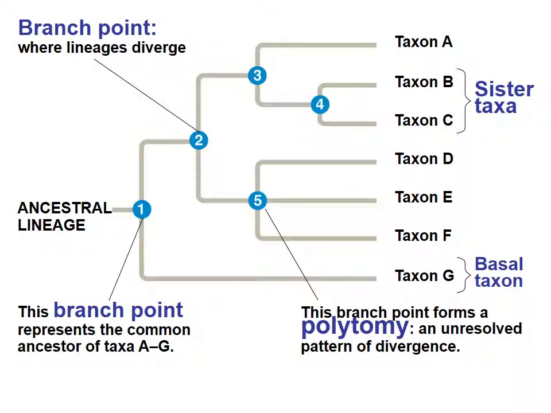So here's a picture with all of those labeled. Number 1 here is the root, the common ancestor for all the different taxa, A through G. Number 2 here is a branch point, so the lineages are going to diverge here as well. Number 5 is showing us a polytomy. You can see how we've got three things coming off of this one branch point. That probably needs more data to clear that up. Taxon G down here is the basal taxon. It diverged really early on. And B and C here are sister taxa.